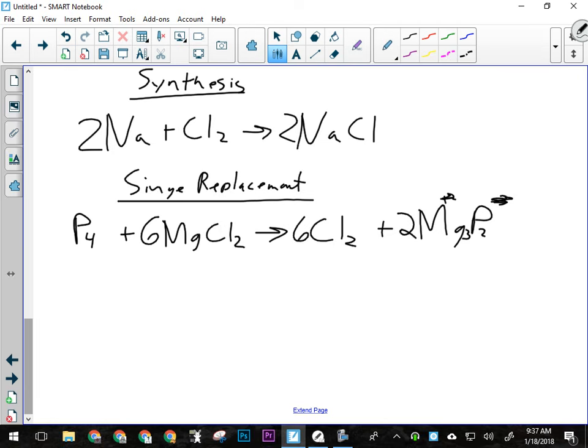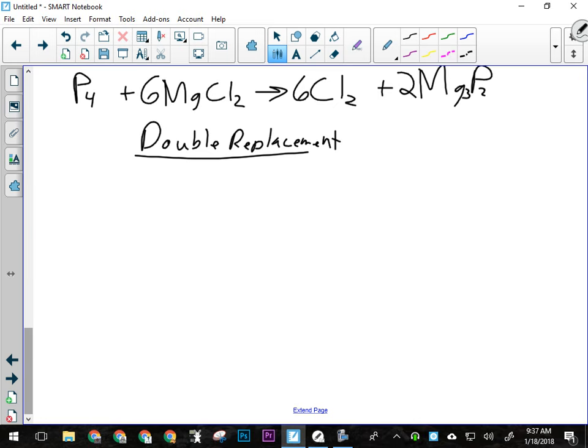Okay, what's another kind? Double replacement. Double replacement is all ionic compounds. So we could have hydrogen sulfate reacting with iron 3 hydroxide.